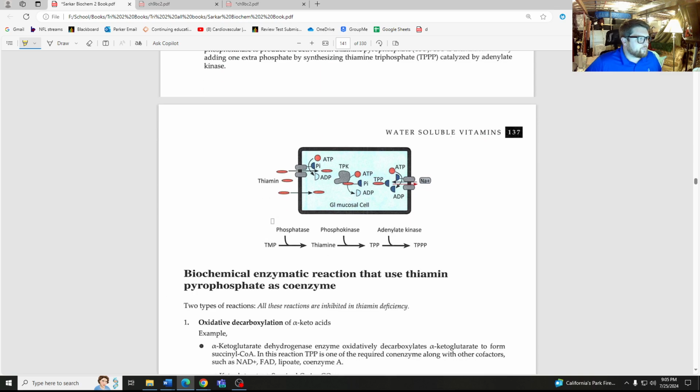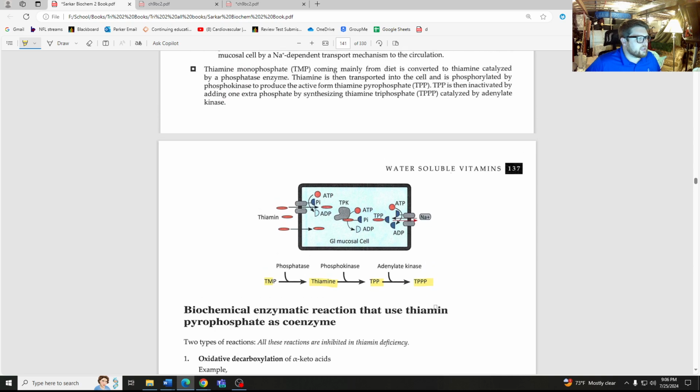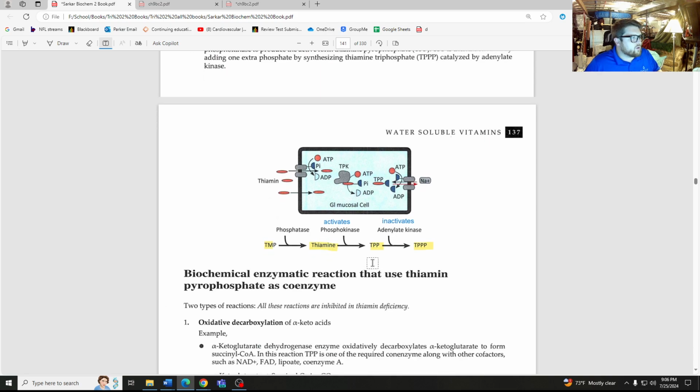Essentially what you want to know is we're adding phosphates. So TMP, you get phosphatase, you get thiamine, then a phosphokinase, and then adenylate kinase, to inactivate it by turning it into the triphosphate. So a phosphokinase activates, adenylate kinase inactivates, and so on.